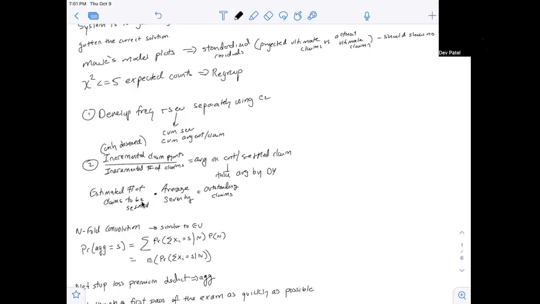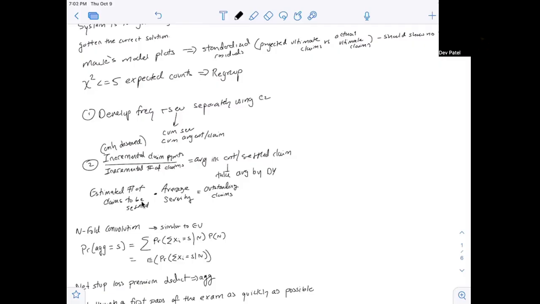Now, frequency severity models: we have a couple of different ways to do frequency severity. The first way is you develop frequency and severity separately using CL. You develop frequency using CL. You get the per claim severity by doing the cumulative severity over the frequency. That is your per claim severity, and then you can project those out using CL. So now you have your projected per claim severity. You multiply that by your frequency, and that is how you get the cumulative claim payments.